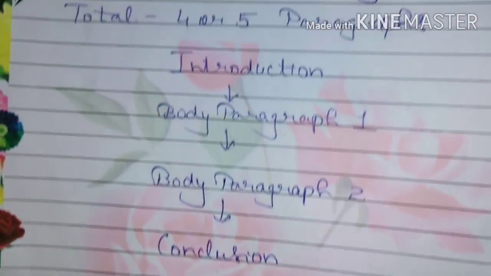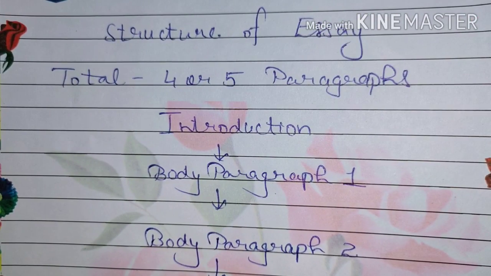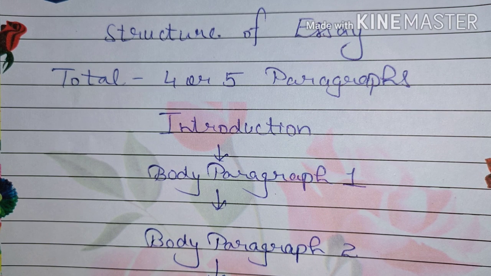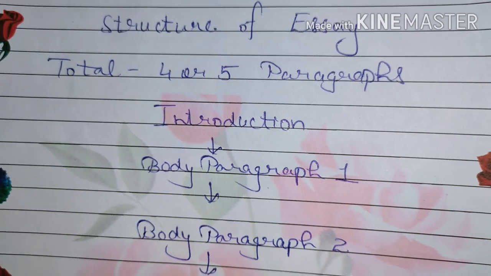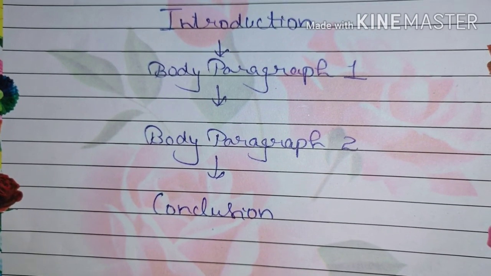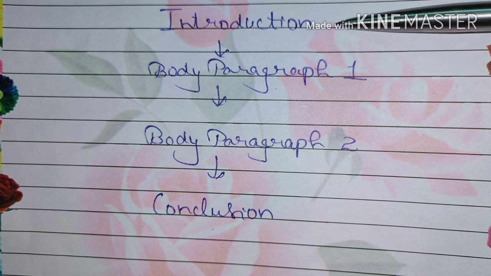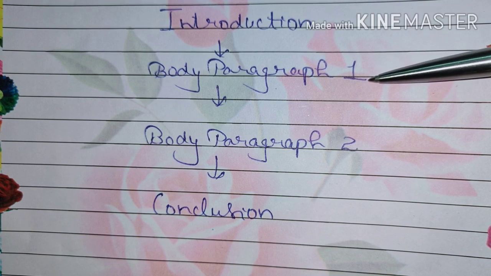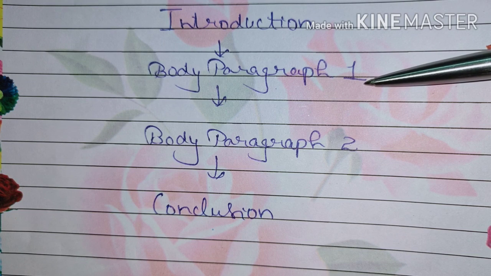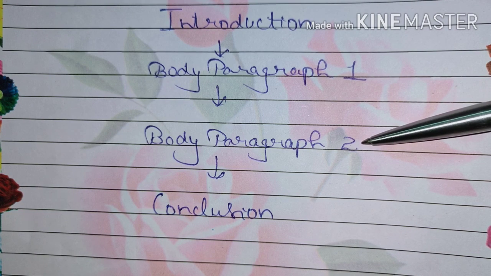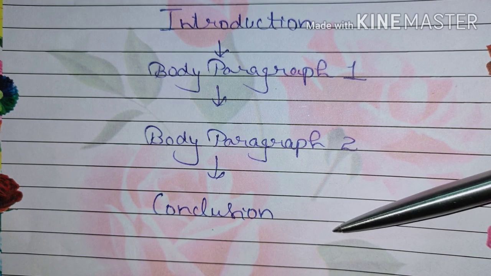Let's have a look at the structure of the essay. Okay, in your IELTS writing essay, you have to write at least 4 or 5 paragraphs. Generally, the task is written in 4 paragraphs. Have a look: in the first one, introduction. Second one, body paragraph 1. Next, body paragraph 2. The last is the conclusion.